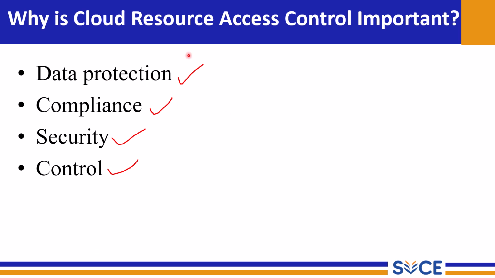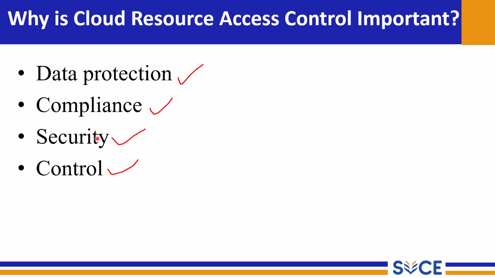So here the cloud environment stores some sensitive data, and access control mechanisms are vital to prevent unauthorized access as well as data breaches. Compliance is, many industries go for audits or specific regulations, so they use access control measures to ensure data security and compliance. Third one, security: access control helps to reduce the risk of data theft as well as malware infection and other security threats.